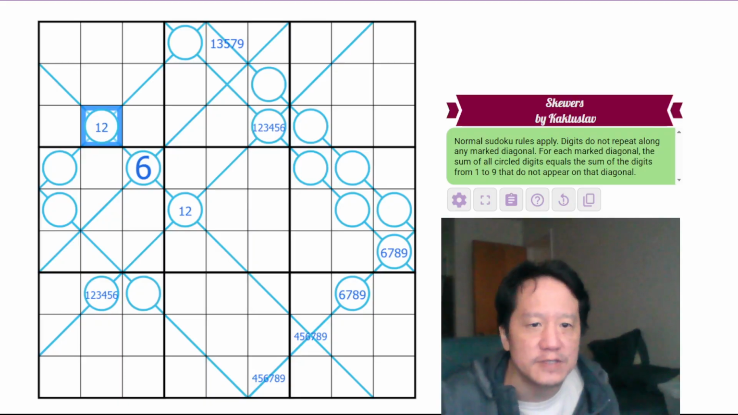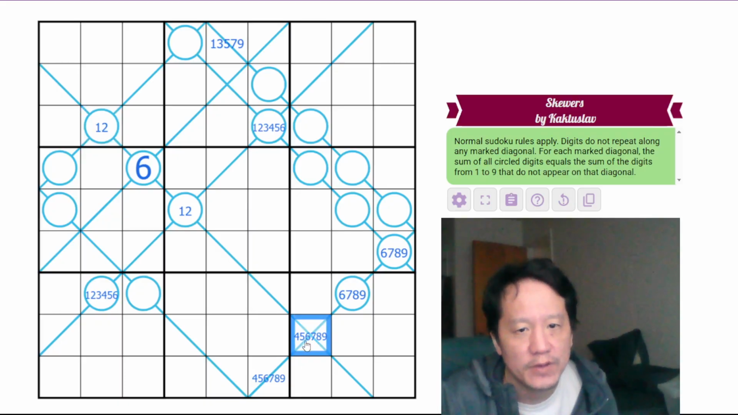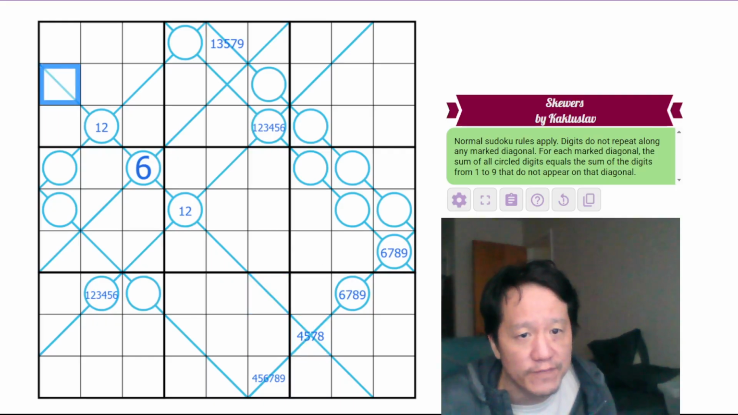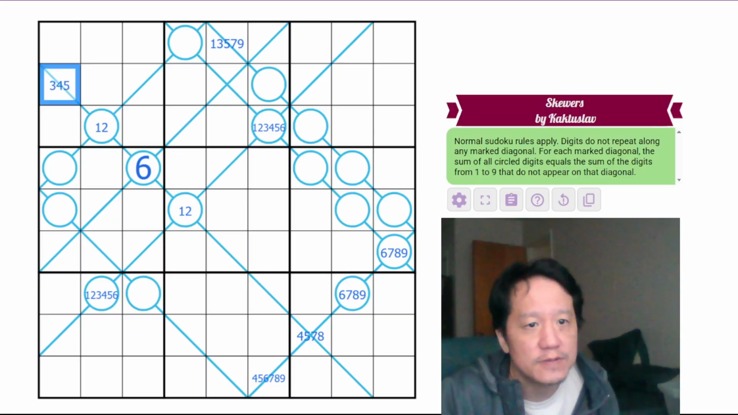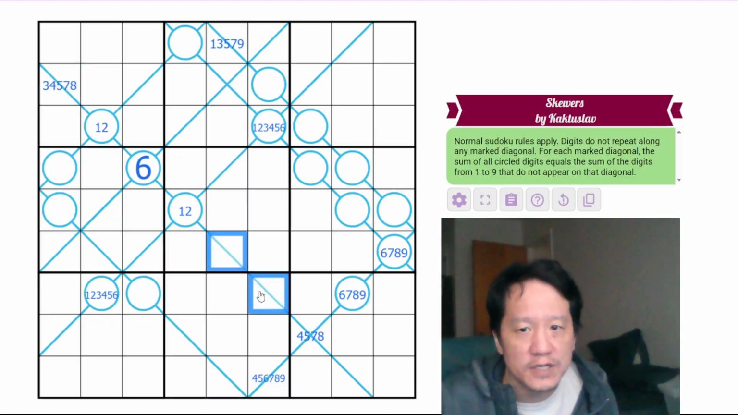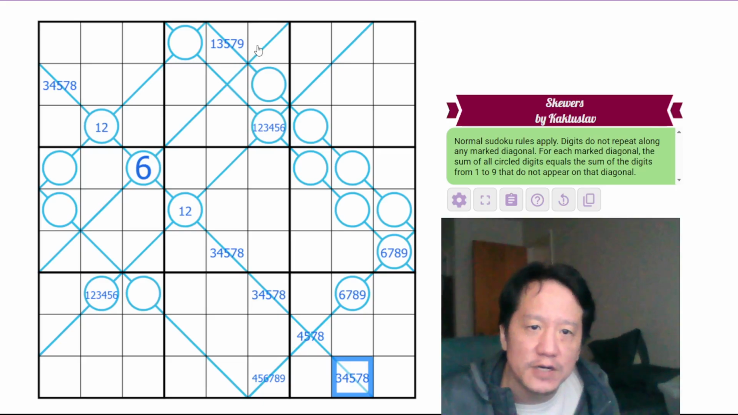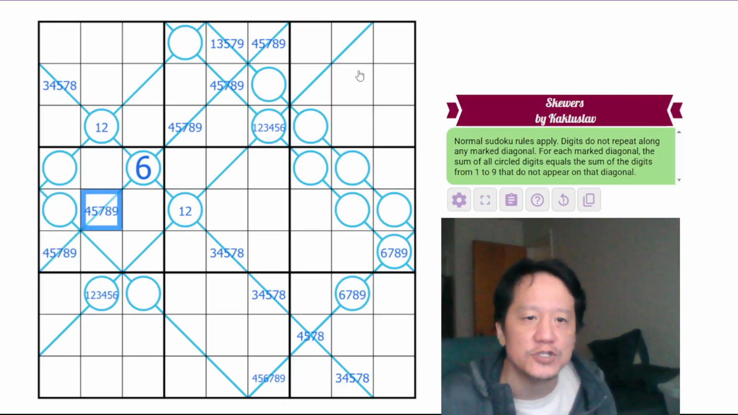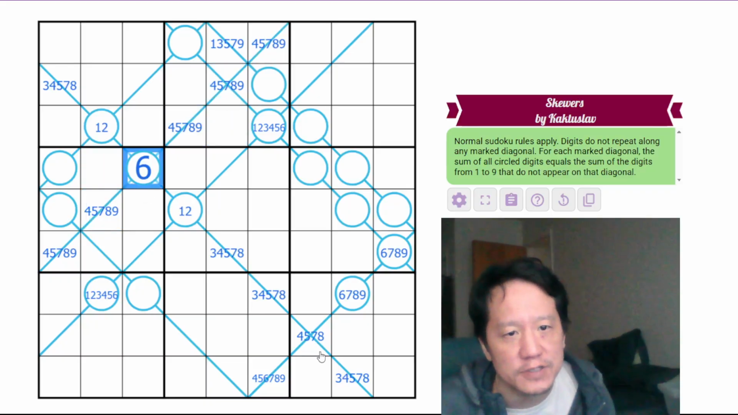Because that means 9 cannot be on this line. So no 9, no 6. The remaining digits on this line have to be 3, 4, 5, 7, 8. Because 1, 2, and 6 add up to 9. So that means on this line are 4, 5, 7, 8, 9. Because the digits not on the line are 1, 2, 3, which add up to 6.